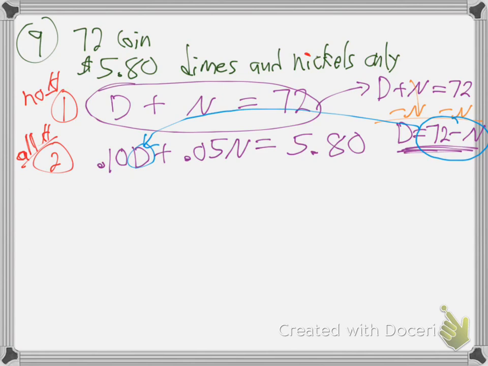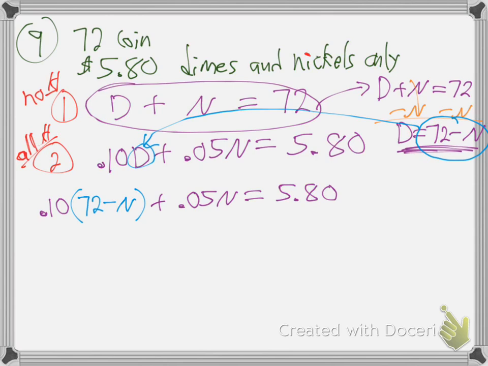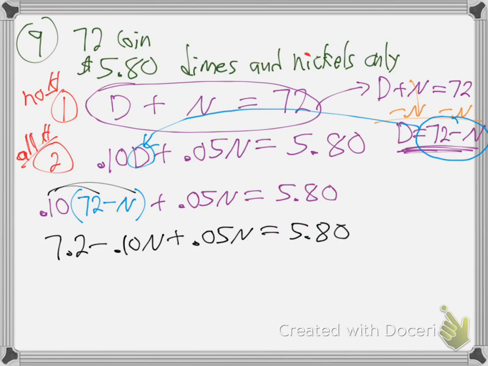So then what do we get? We get 0.10 times D, and D is 72 minus N, plus 0.05 N is 5.80. All right, so now can we solve that thing? It's all in, right? Yeah, distribute. So boom, boom, use your calculator. 7.2 minus 0.10 N plus 0.05 N is 5.80.